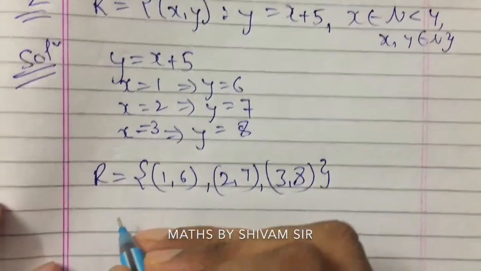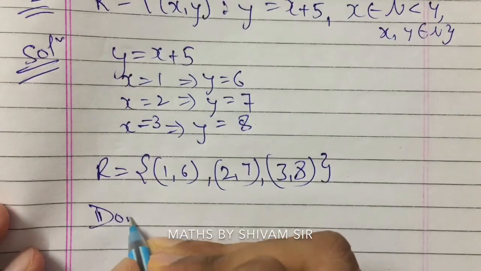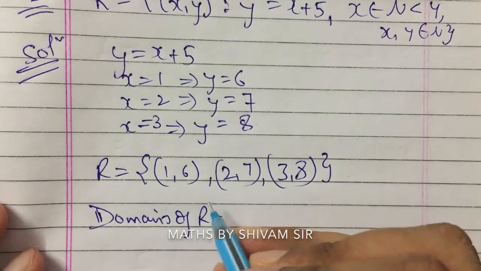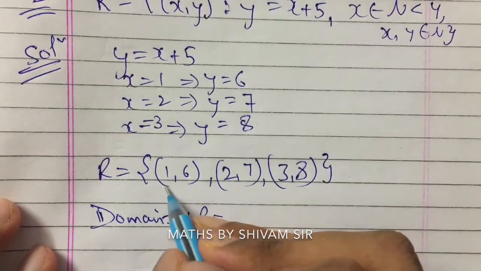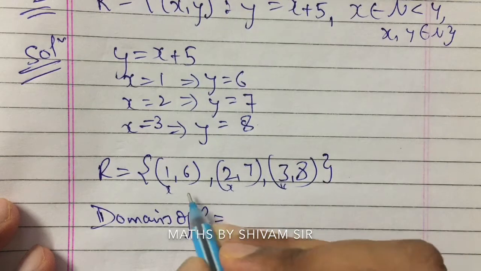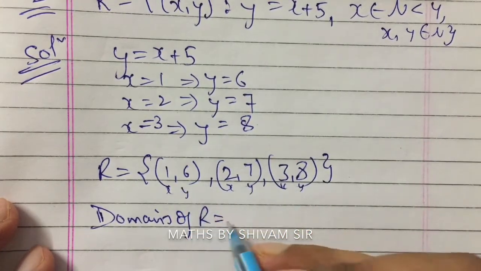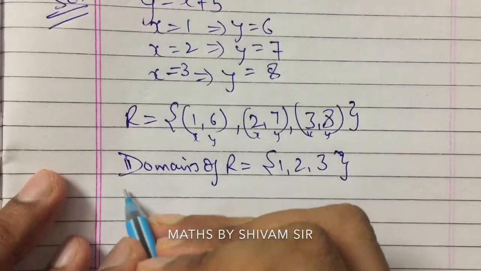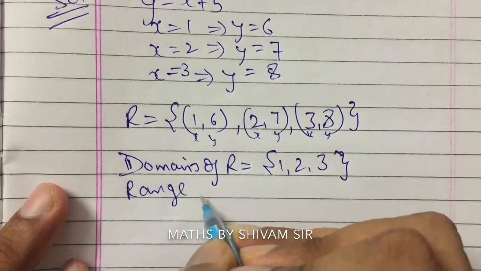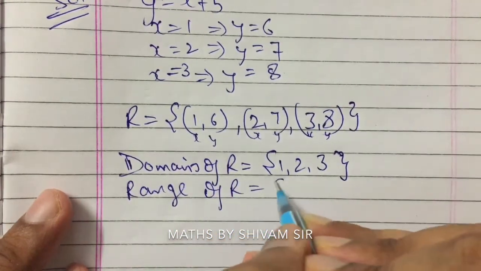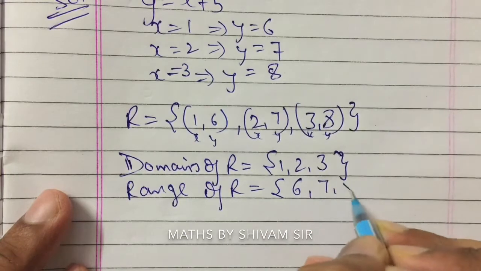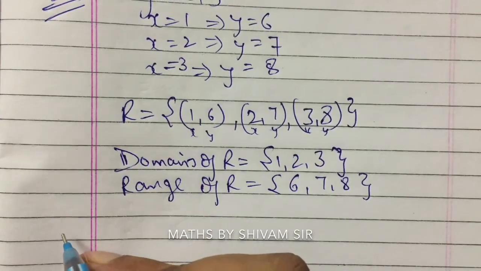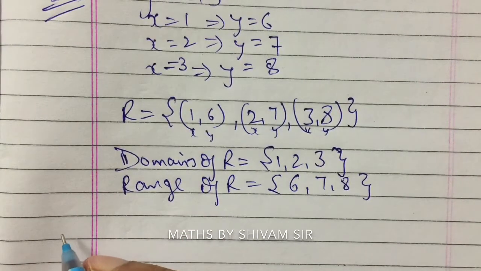So domain of R means x values. So x values, this is x, this is x, this is x, this is y, this is y, this is y. So x values are 1, 2, 3, right? And range of R will be y values, so 6, 7, 8. So this is domain, this is range. So I hope it is clear to you. So next, you can pause the video to note it down.